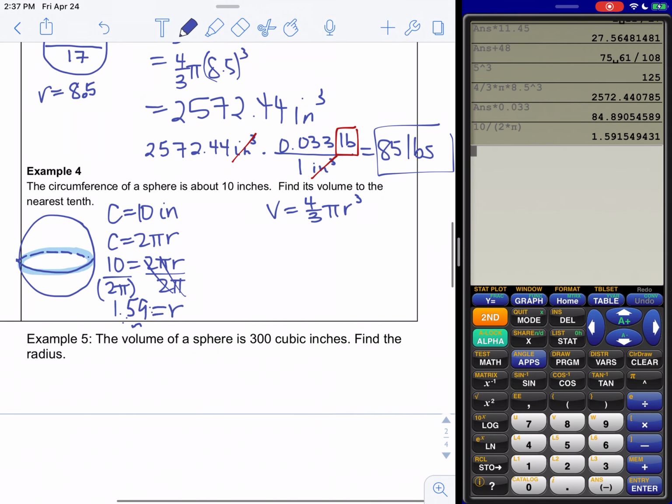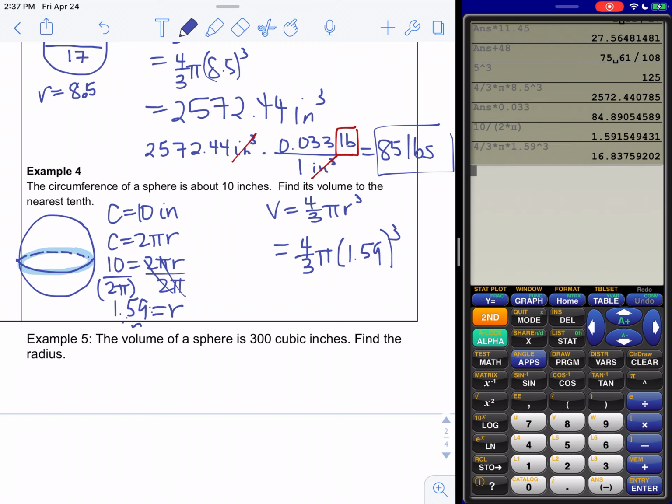Okay, so now that we have our radius, we can plug into our volume formula. So I will type into my calculator 4 divided by 3 times pi times 1.59 to the power of 3. And I went to the nearest tenth, so that's going to be 16.8, and I'm dealing with cubic inches.